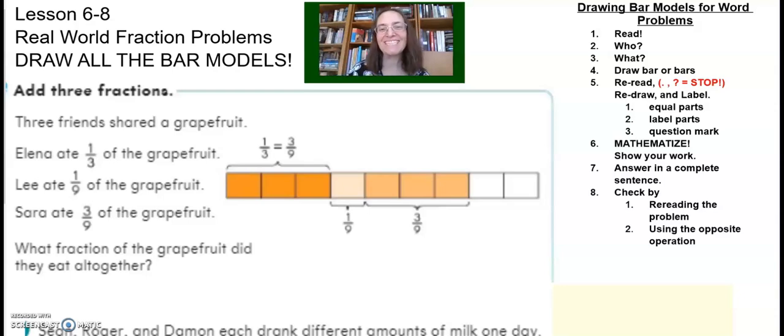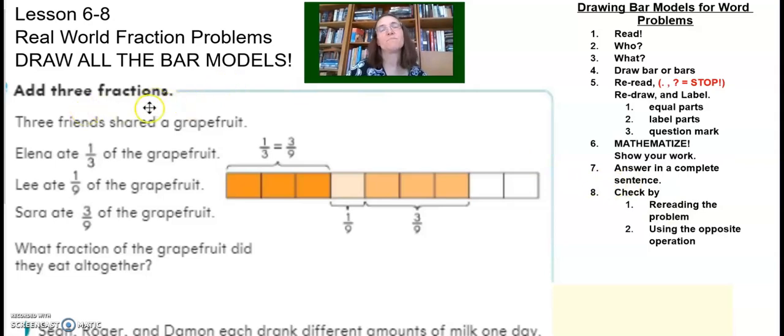Hello, my mathematicians. This is Miss Foster with Math in Focus, Grade 4, Chapter 6, Lesson 8, Real World Problems with Fractions. Now, if we're solving word problems with Math in Focus or Miss Foster, you know we're drawing all the bar models. Let's get going.